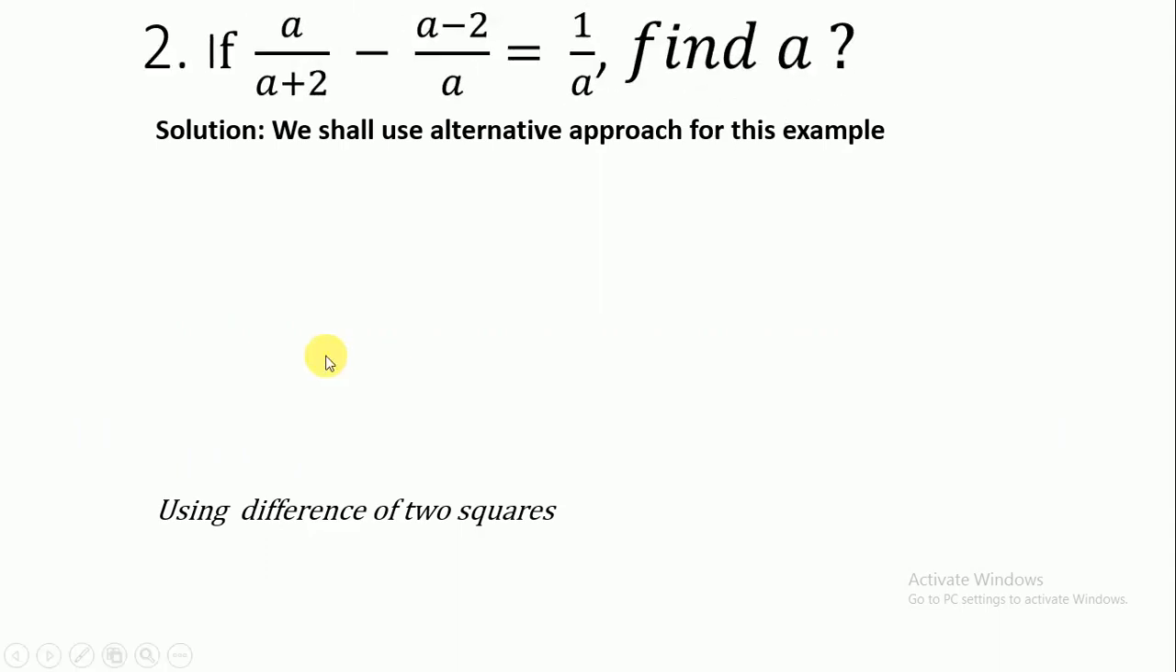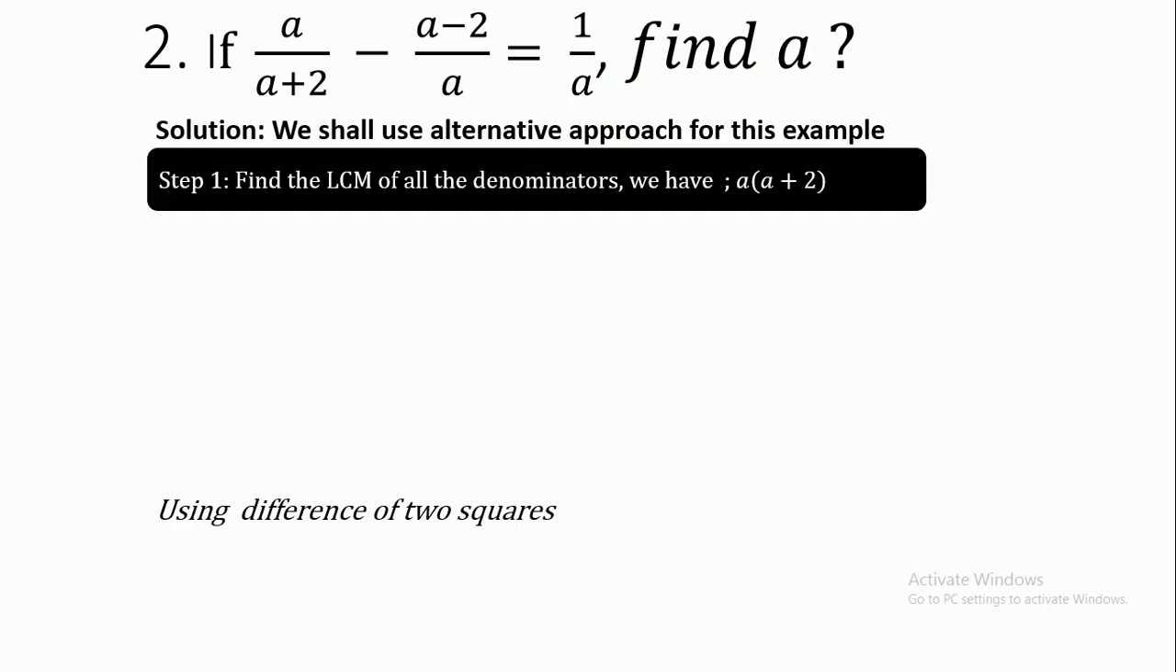If x over x plus 2 minus x minus 2 divided by x is equal to 1 over x, find x. So we shall use an alternative approach, and this alternative approach is, step 1: find the LCM of all the denominators. These are the denominators: x plus 2, x, and x.